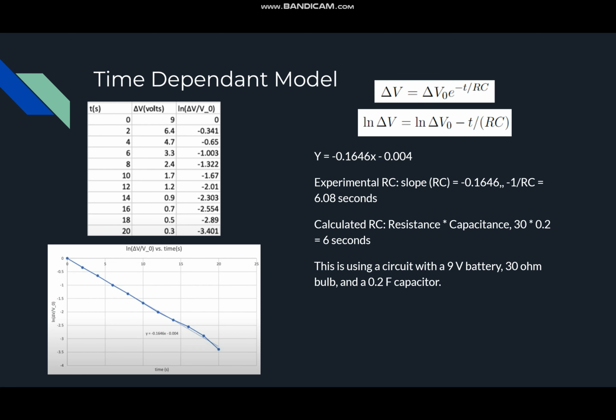For the time-dependent model, I used the equations given and the data that I found using the online program for part 2. I graphed it using Excel, and I got the equation y equals negative 0.1646x minus 0.004. That slope is actually our negative 1 over RC value, and using that slope, negative 0.1646, we can use the equation given of negative 1 over RC equaling the slope. So negative 1 divided by that number is 6.08 seconds.